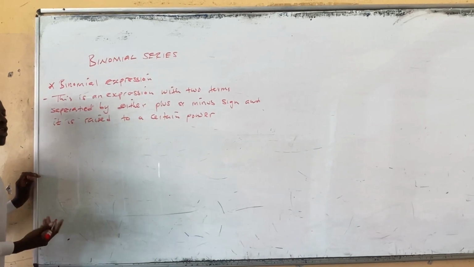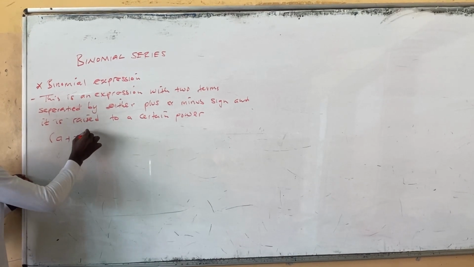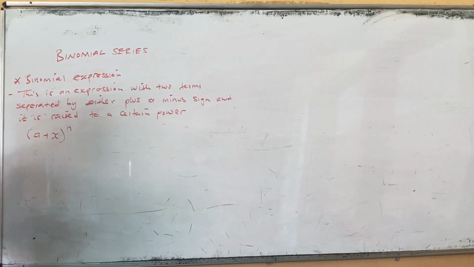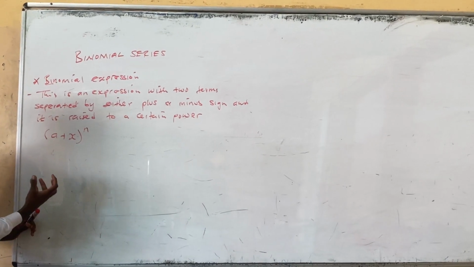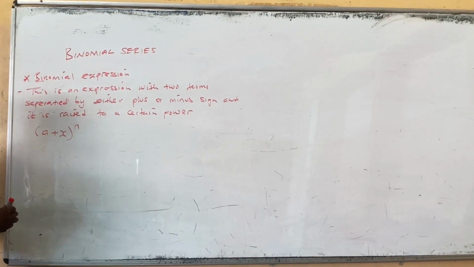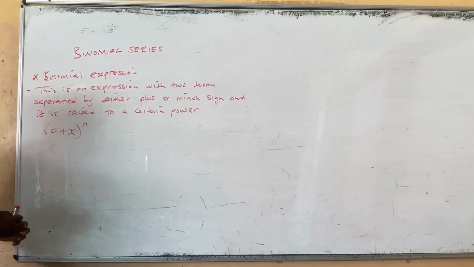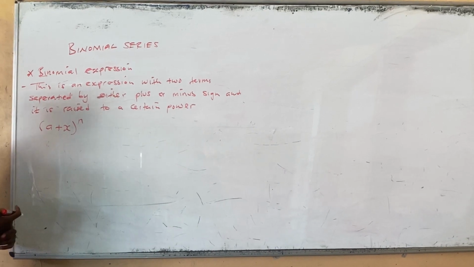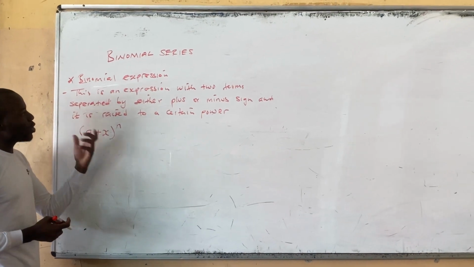So, for instance, when you have this expression, let's say I have a plus x raised to a certain power. This type of expression is what we call binomial. So in this case, bi means 2. So we have two terms here. A is what we call the first term, x is what we call the second term. These two terms are separated by plus. You can either have plus or minus according to the definition here. One of the things which we look at here is general expansion of binomial expressions.